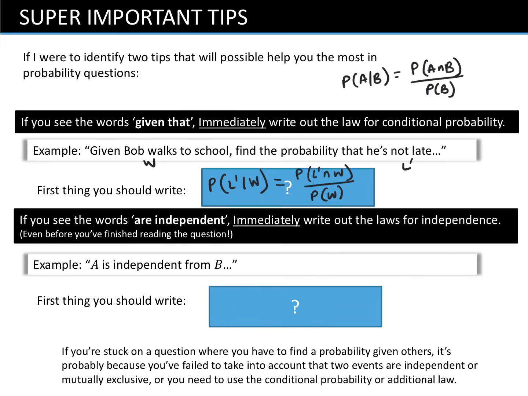The next one, if you see the words are independent, immediately write down the laws for independence. The laws for independence are the probability of A intersection B equals the probability of A multiplied by the probability of B. The other law, which we've seen at the minute, is the probability of A given B is just going to be the probability of A. And we can prove that law by using the one above, can't we? If they're independent.